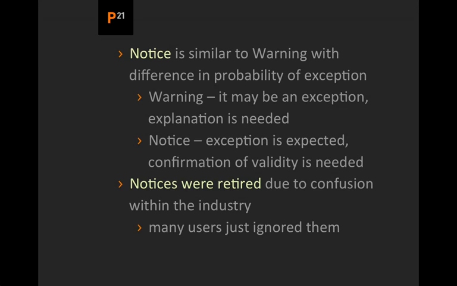We use notice, which is similar to warnings with a difference in probability of exception. So warning is a rule where there may be some exception and explanation is needed, while notice is a rule where exception is expected and confirmation of validity is needed. Controlled terminology is a good example of a notice we used. However, notices were retired in FDA document due to confusion within industry. We have seen many examples when the user just ignored them.